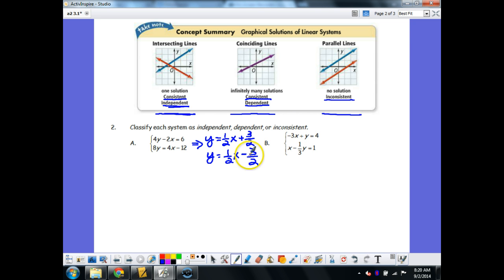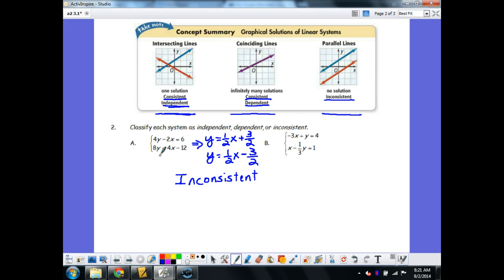Well, 3/2 is different than -3/2, so this top line has a y-intercept of the point (0, 3/2). The bottom one has a y-intercept of (0, -3/2). So therefore, these two are parallel lines. They are inconsistent, which means they have no solution. There are no values for x and y that make both of those true at the same time.